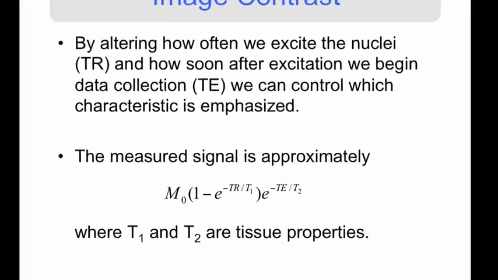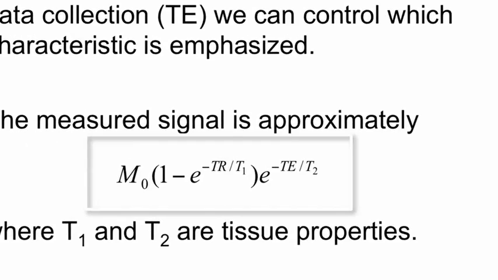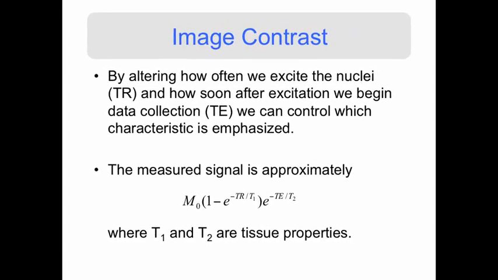Roughly, the measured signal is approximately equal to M0 times (1 minus e to the minus TR divided by T1) times e to the minus TE divided by T2, where again T1 and T2 are tissue properties. So we're going to have a term M0, which is the net magnetization in equilibrium. We're going to have a term that depends on T1 and TR, and we're going to have a term that depends on TE and T2.